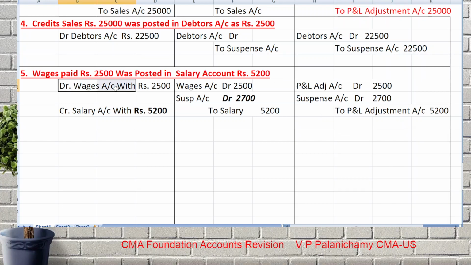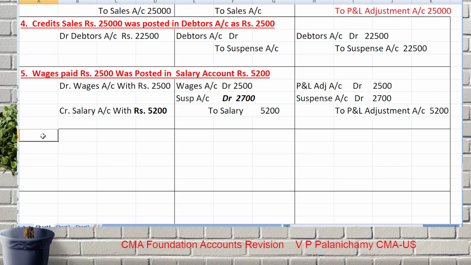Once again, debit wages with 2,500. Why? Because wages should be debited. Why are we crediting salary? Salary was wrongly debited with how much? 5,200. How to rectify? Credit salary with 5,200. So the difference will go to suspense account only when it is after what? Trial balance. After final accounts, the same entry. But in the place of nominal account, we use which account? P&L adjustment account.